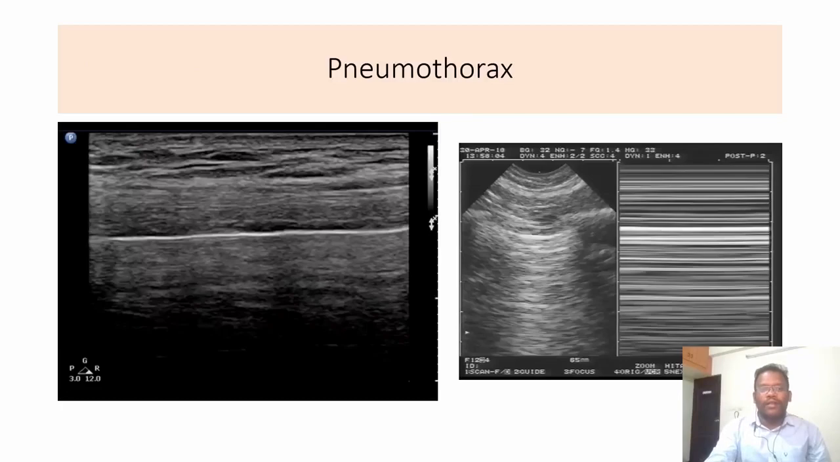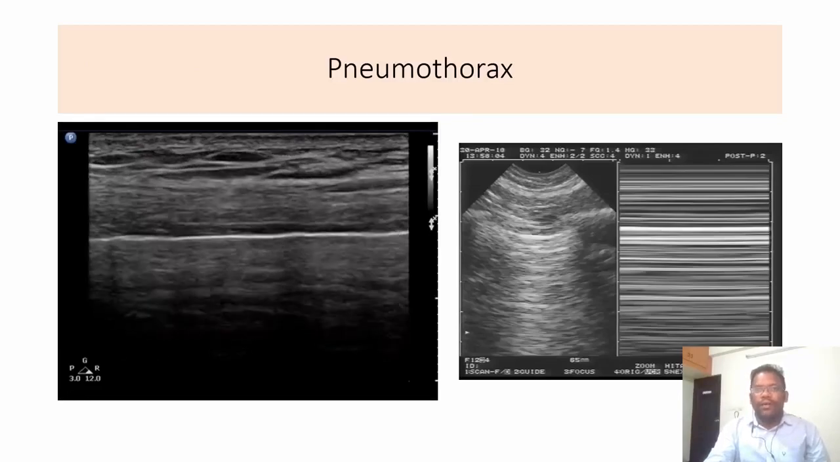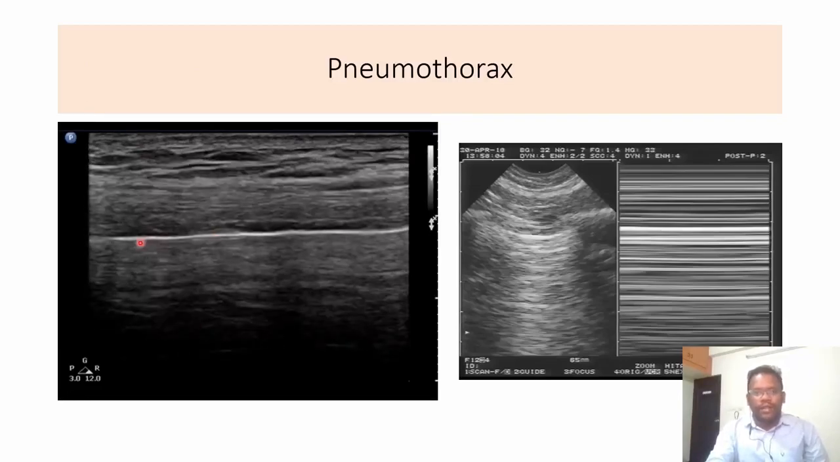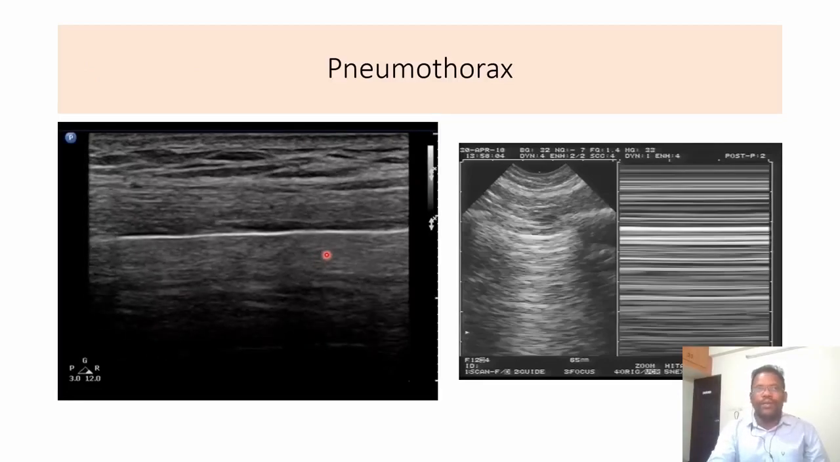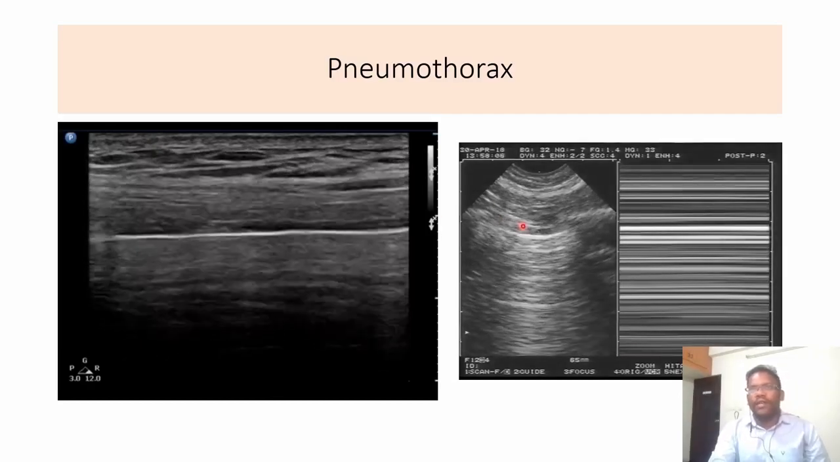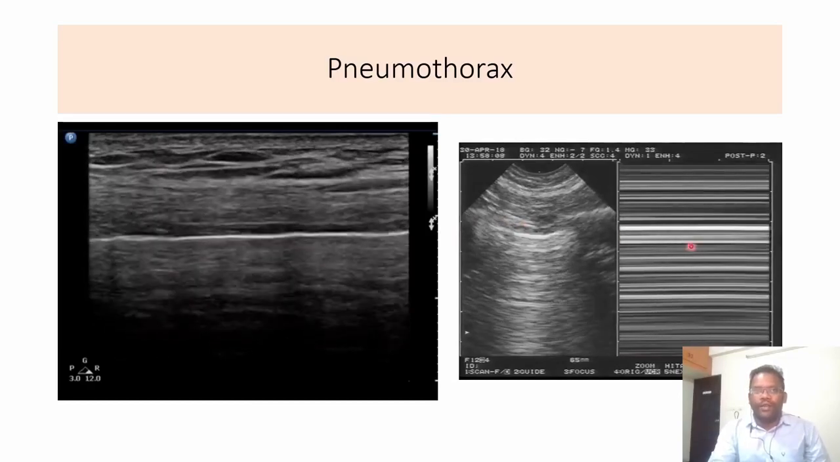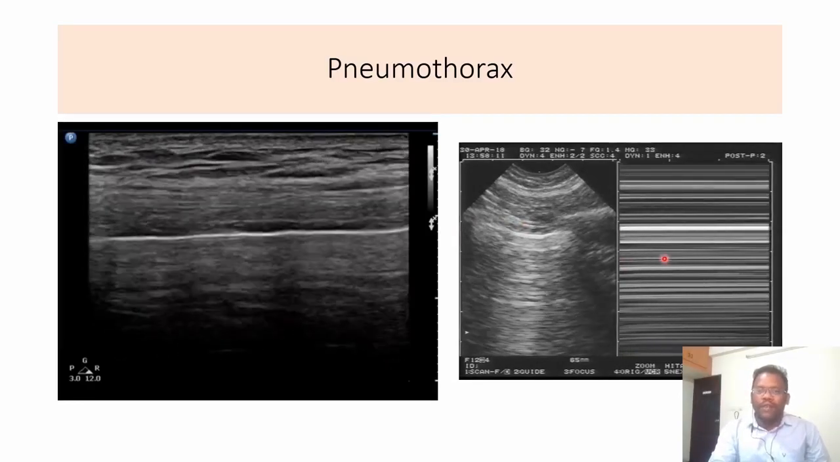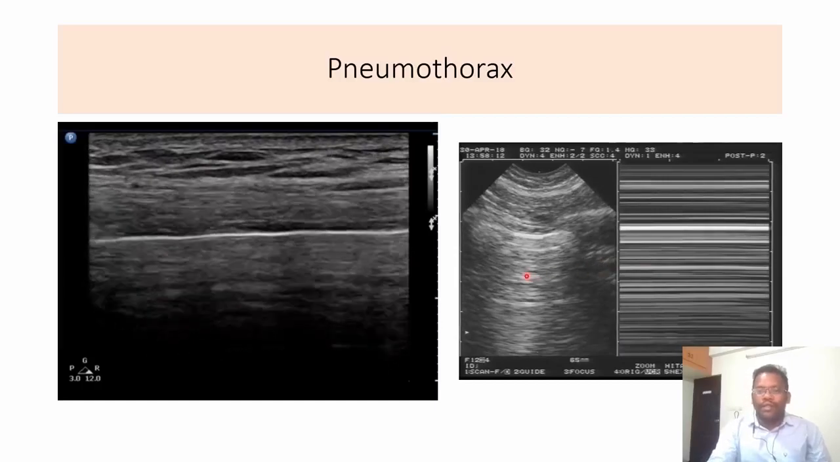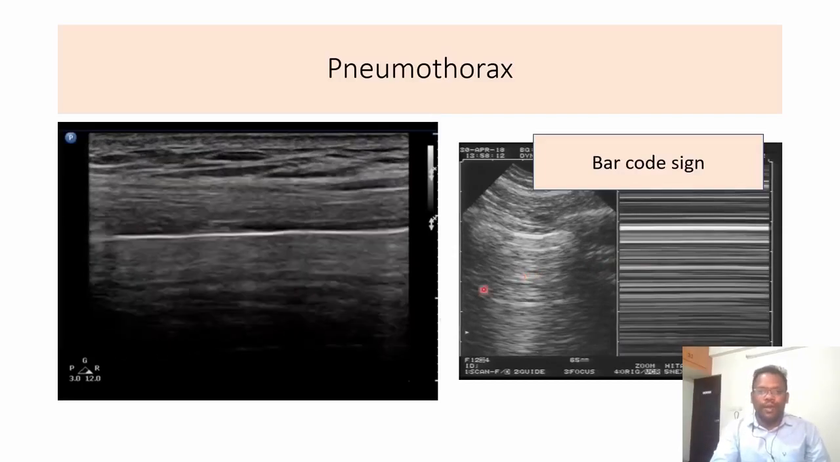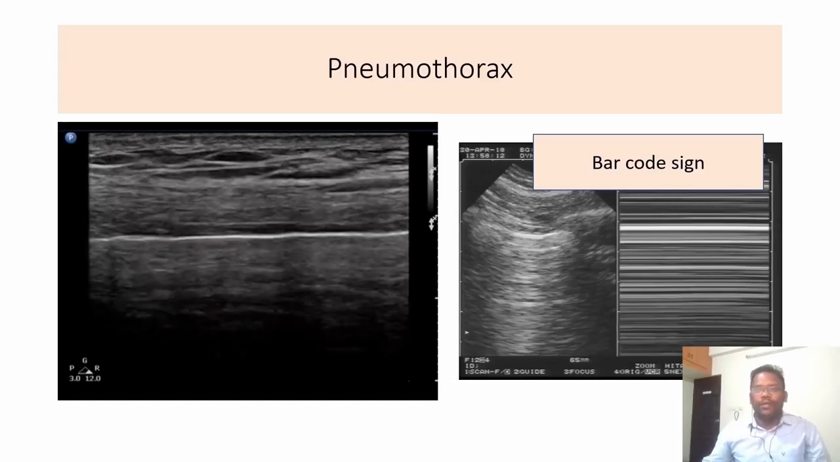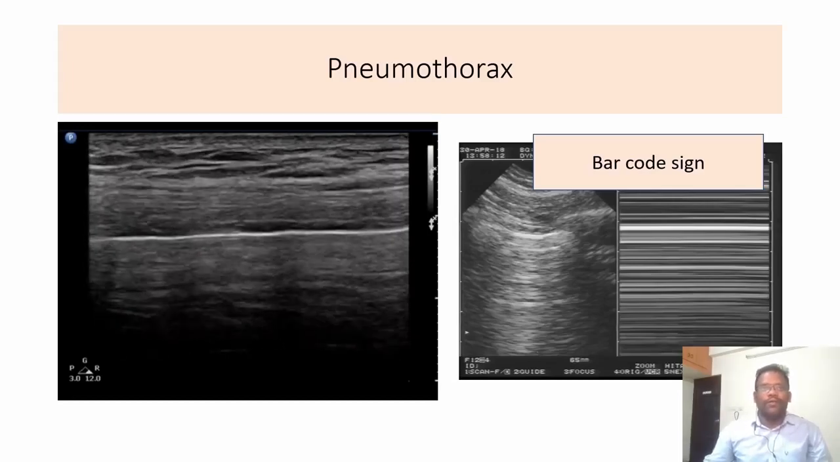Here in the lung scan, we can see there is no lung sliding at all. There is no lung sliding at the pleural line, and there are no V lines too. And if we apply the motion mode, M mode here, we can see multiple straight horizontal lines over the time instead of having the seesaw sign. This appears like a barcode, so this is called the barcode sign. This barcode sign is commonly seen in pneumothorax. So if we get the barcode sign, the next step will be looking for the lung point.